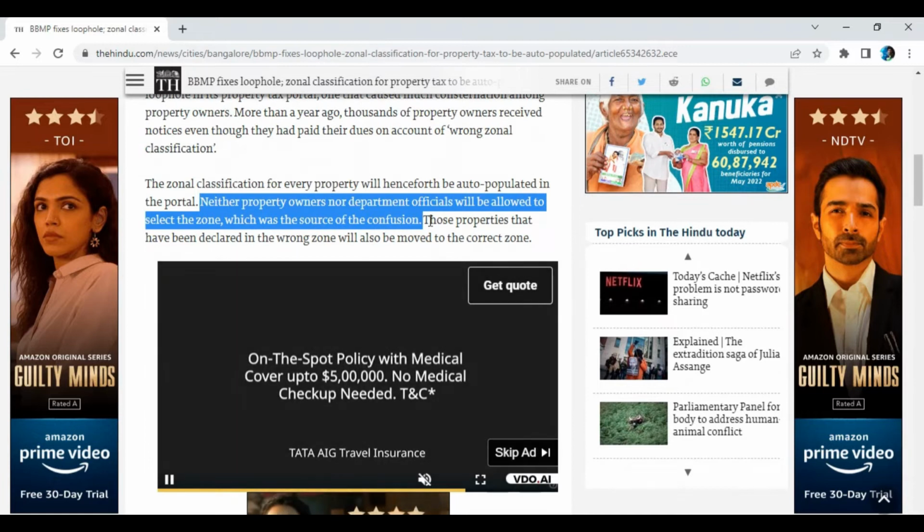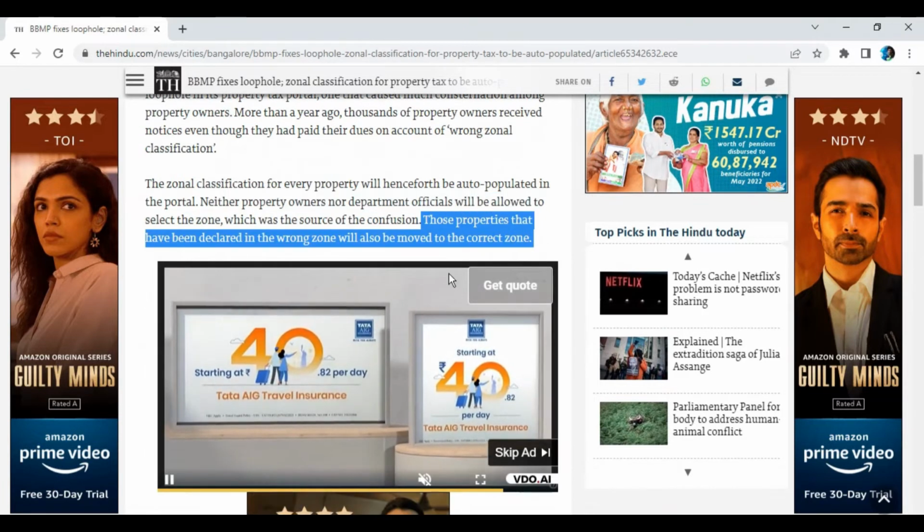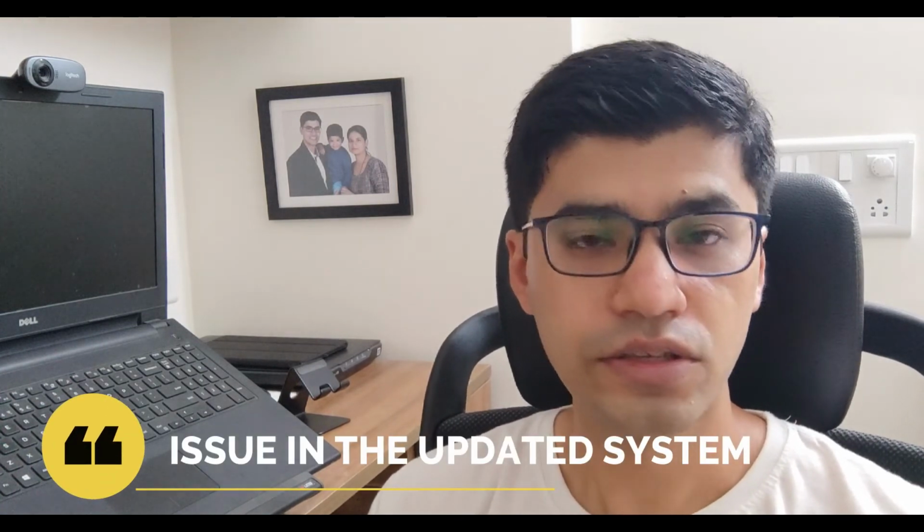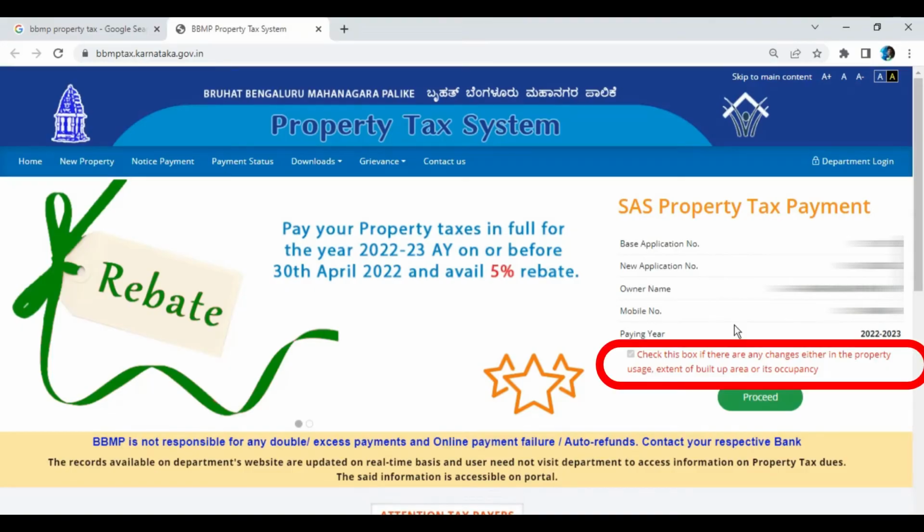Great. So now this year when I'm paying my tax, again, I'm expecting it's the BBMP system. I'm expecting issues, and there are issues, right? So what that issue is, is what I'm going to talk about next. Today is when I was paying my tax. So I log into the portal. Now if you see, this checkbox is checked by default and you cannot change it. That means you will get to see the zone classification by default.